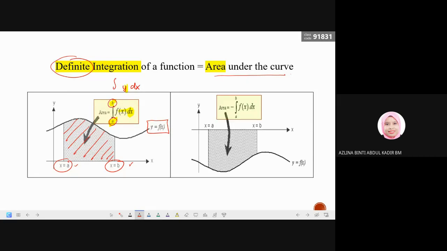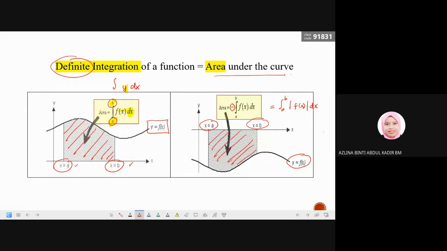Okay, for the diagram on the right hand side, apa beza dia? Dia ada function sama, y is equals to fx, and then limits of integration yang sama, x equals to a and x equals to b. Sini adalah the shaded region. Bezanya adalah yang ni area under the curve below x-axis. Jadi formula yang sama, tapi awak kena letak negatif kat depan ni, ataupun kita letak modulus. Integrate A to B, modulus fx dx.